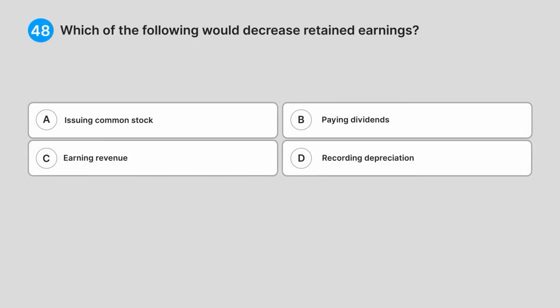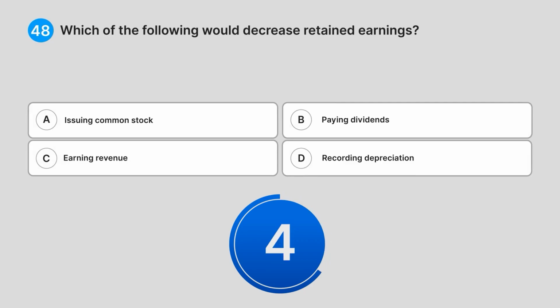48. Which of the following would decrease retained earnings? A. Issuing common stock. B. Paying dividends. C. Earning revenue. D. Recording depreciation. What do you think is the answer?